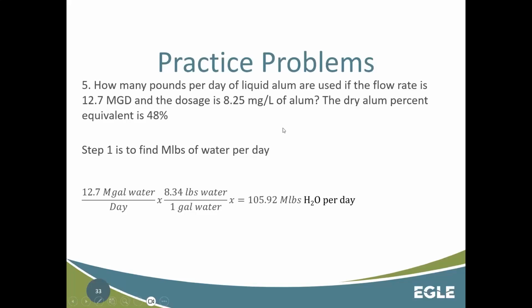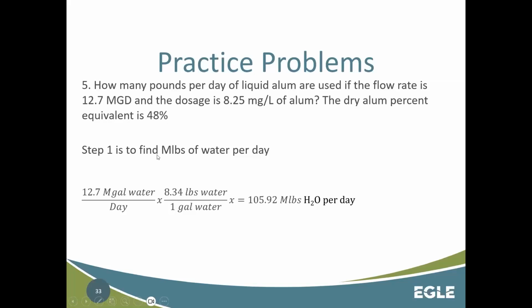How many pounds per day of liquid alum are used if the flow rate is 12.7 million gallons per day and the dosage is 8.25 milligrams per liter of alum? The dry alum percent equivalent is 48%.